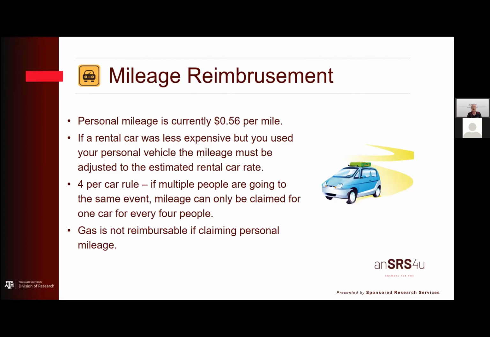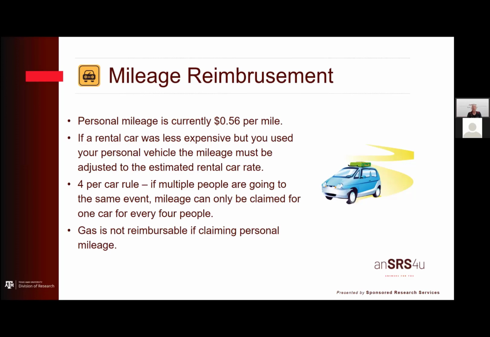The 4 per car rule states that if multiple people are going to the same event, mileage can only be claimed for 1 car for every 4 people. You need to make note of the names of any people carpooling with you in the comments of the line item. This also applies to rental cars.